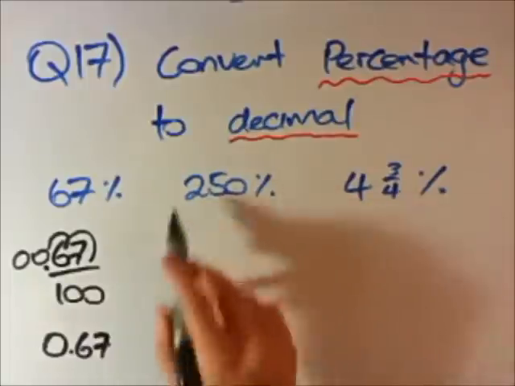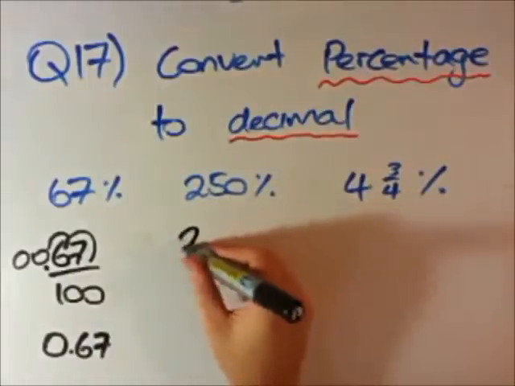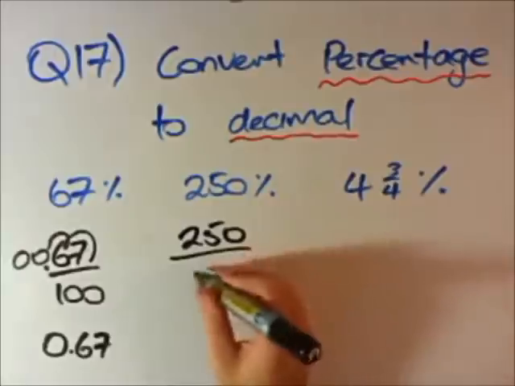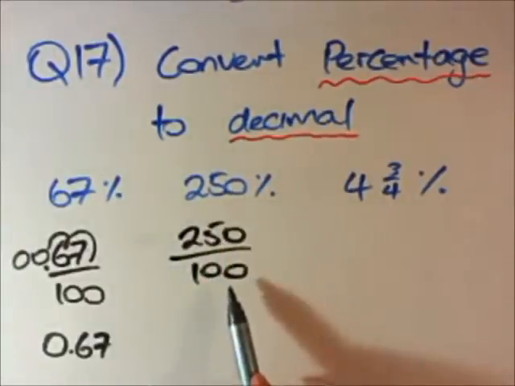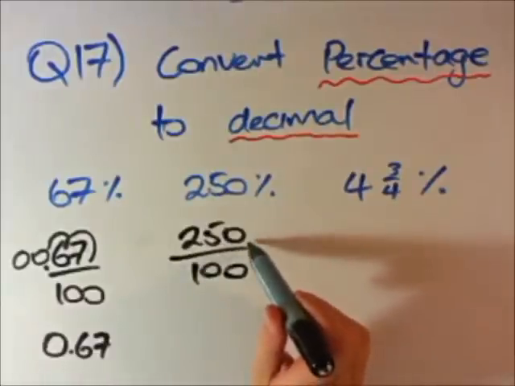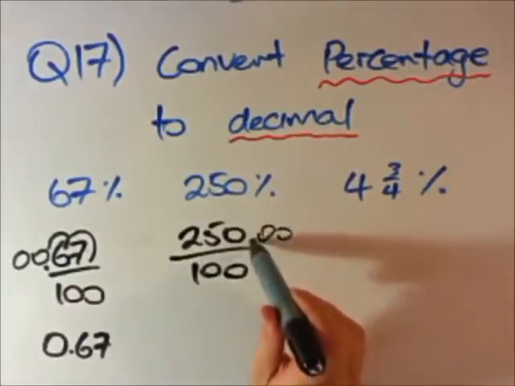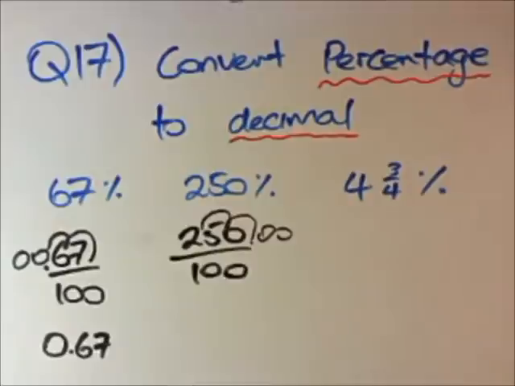So this is our decimal answer now for 67%. Alright, here, let's divide by 100 again. 250 over 100. So now we've converted our percentage into fraction form. Right? So now we have our decimal spot here. Let's move it 2 that way. So our answer in decimal form is 2.5. Right, just with the decimal conversion.